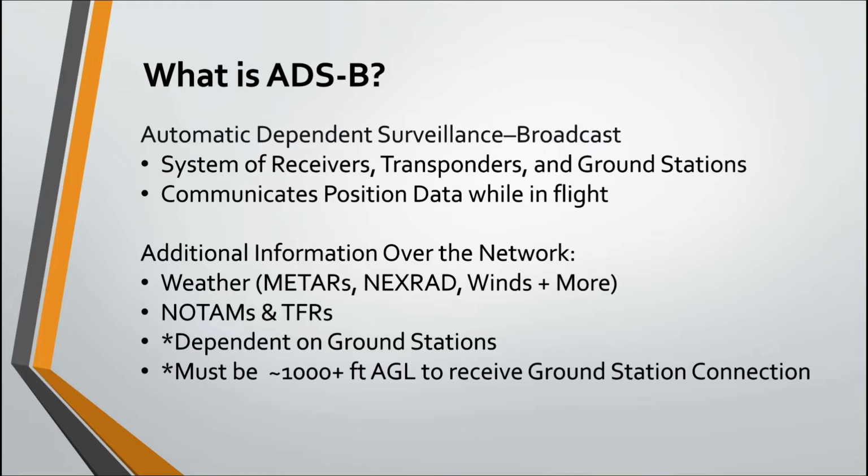First off, what is ADS-B? ADS-B stands for Automatic Dependent Surveillance-Broadcast. It is a system of receivers, transponders, and ground stations, and communicates position data while in flight, whether to air traffic control or to other aircraft. There's some additional information that's sent over the network besides traffic data, such as weather data, NOTAMs and TFRs. For these pieces of information, it is entirely dependent on ground stations, and aircraft must be around 1,000 feet AGL to receive a ground station connection to get that data.